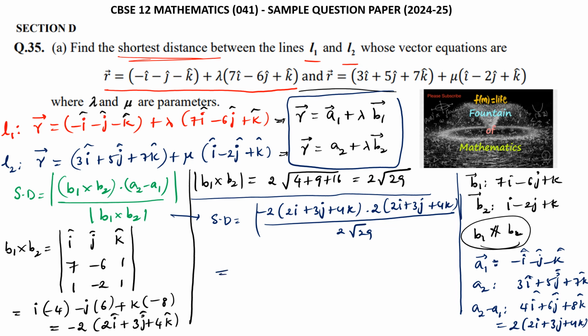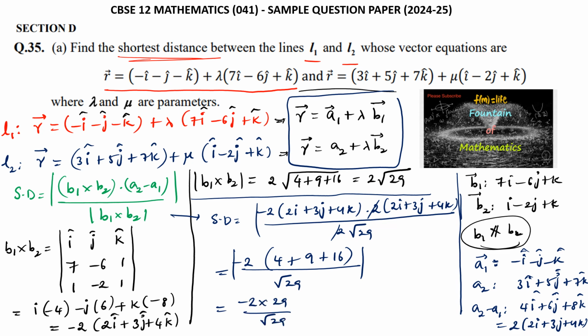So which is equal to minus 2, 2 gets cancelled here, 2 times minus 2 times of, and let's do the dot product here, 2 into 2 is 4, 3 into 3 is 9, 4 into 4 is 16, divided by root 29. So that is minus 2 into 29 divided by root 29. So 29 upon root 29 is root 29. So we can write 2 root 29 is the shortest distance. Since it is a distance, we have to ignore the negative. So 2 root 29 units is the shortest distance between the two lines.